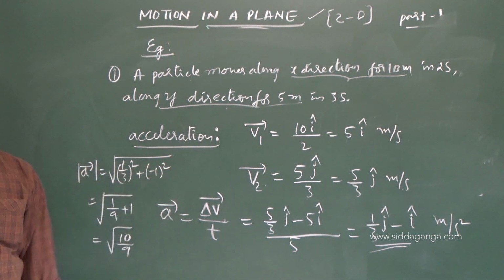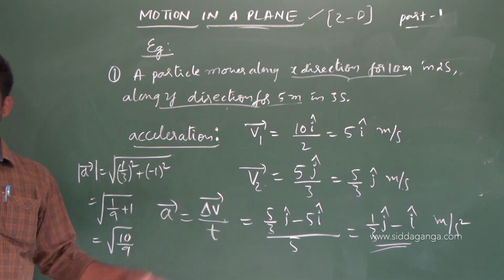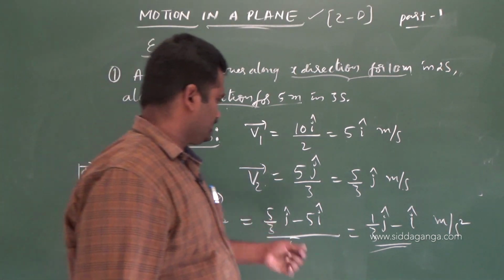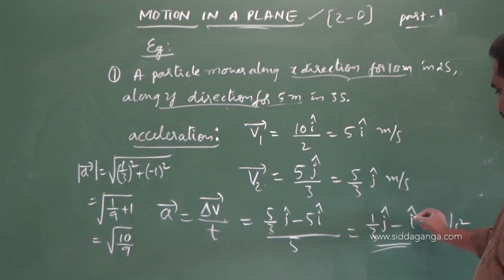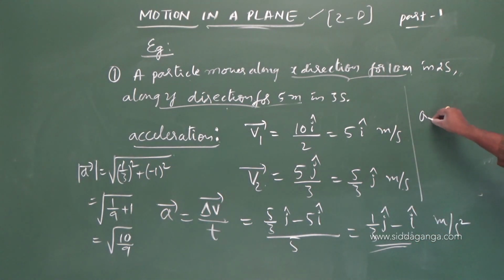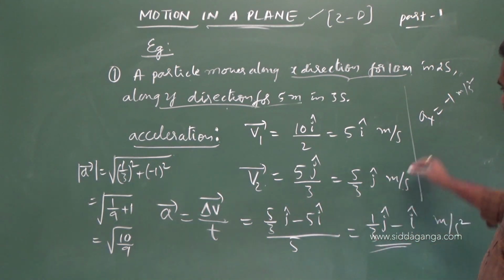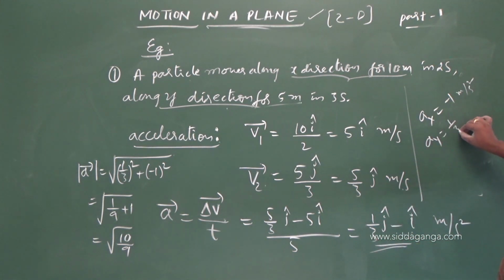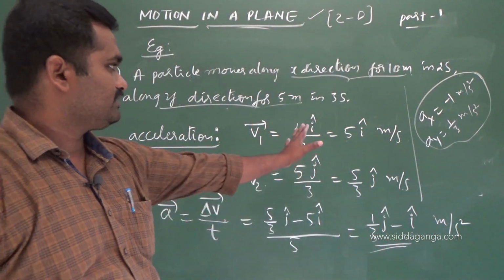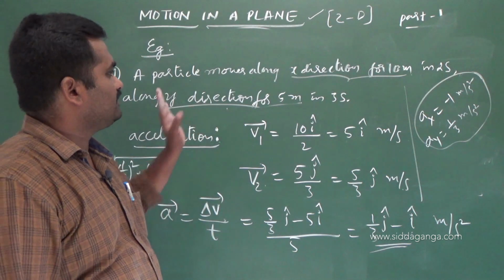Similarly for direction, tan theta equals y coordinate divided by x coordinate, that is ay by ax. See here, what is the horizontal component of acceleration in this problem? ax equals minus 1 meter per second square. What is the vertical component of acceleration? ay equals 1 by 3 meter per second square. These are the horizontal and vertical components of acceleration in the given problem. That's how we need to write for acceleration.